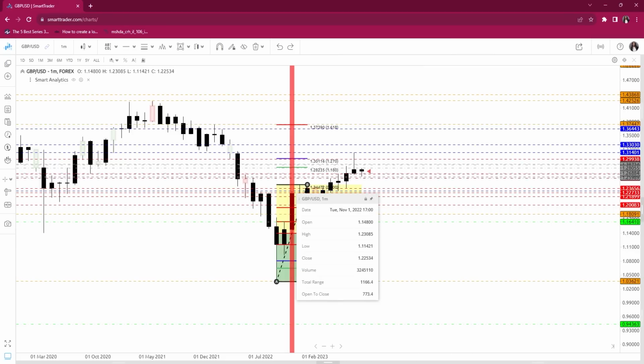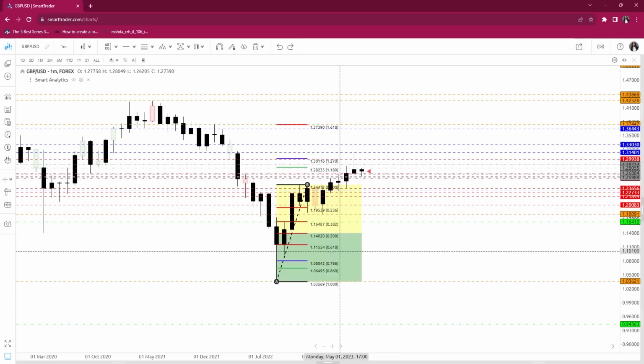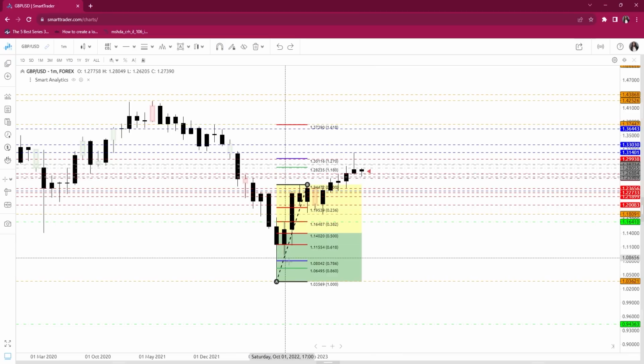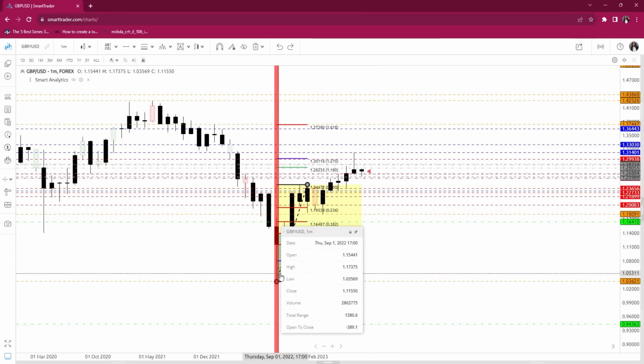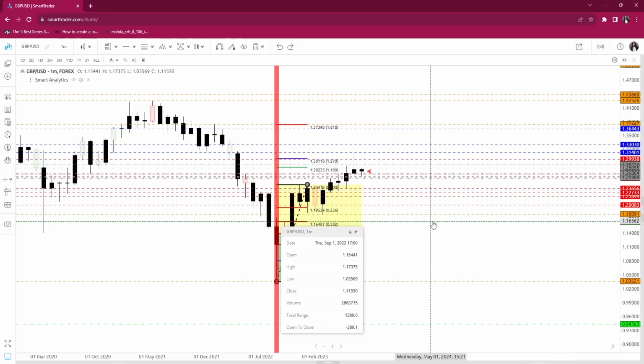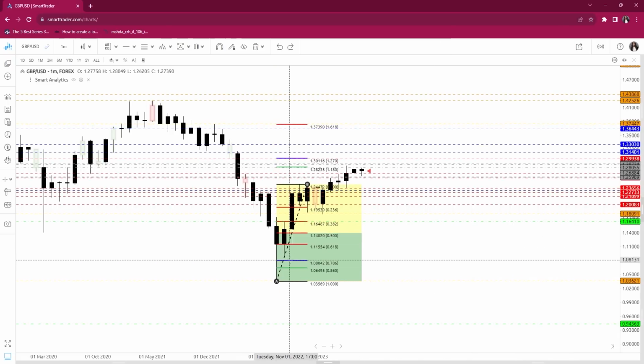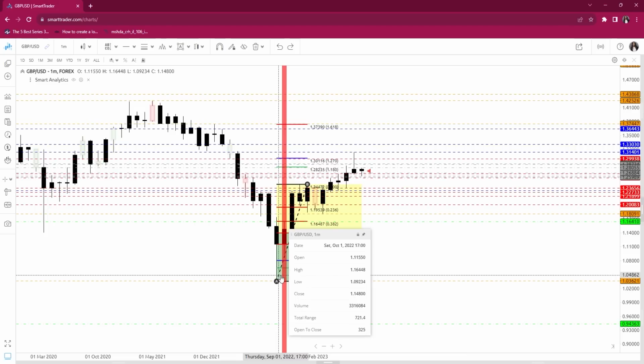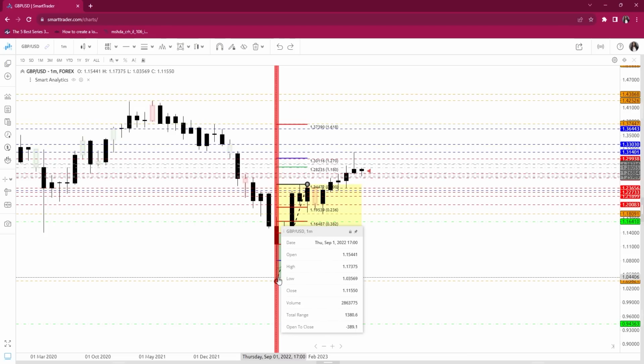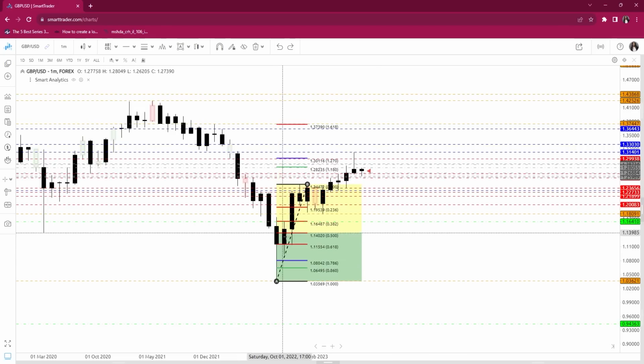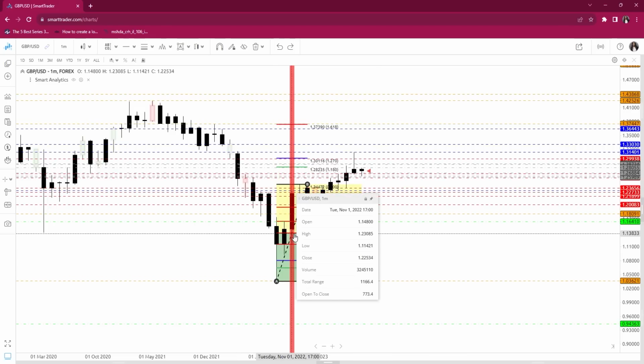If you're not familiar with Fibonacci, I definitely recommend that you try to learn something about it. Fibonacci has changed the game for me. I've been trading with it for about 4 years, probably 4 or 5, and it's been a big help to my trading.